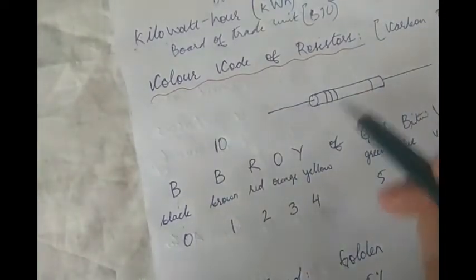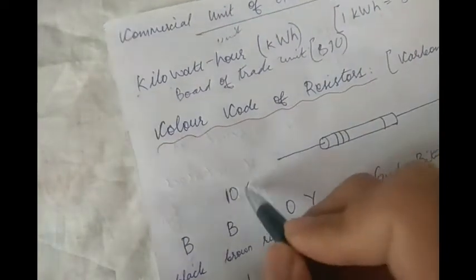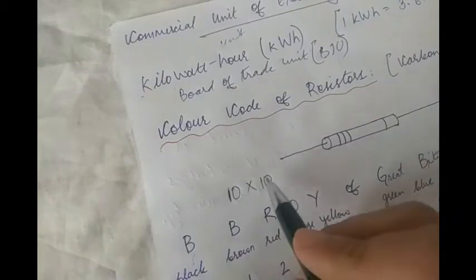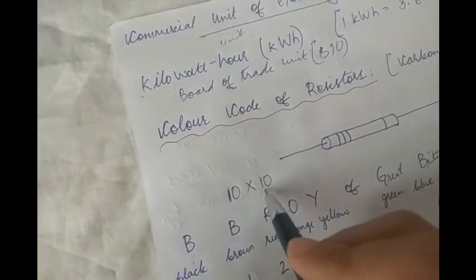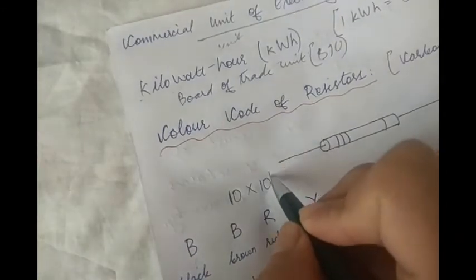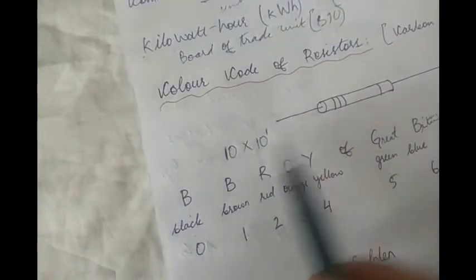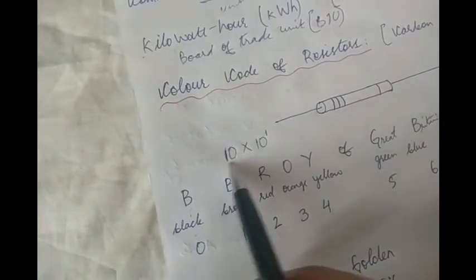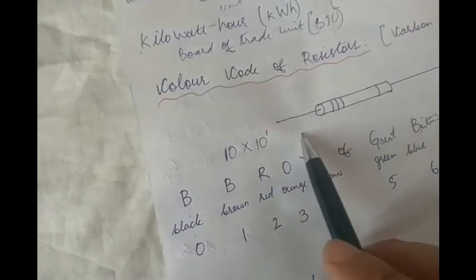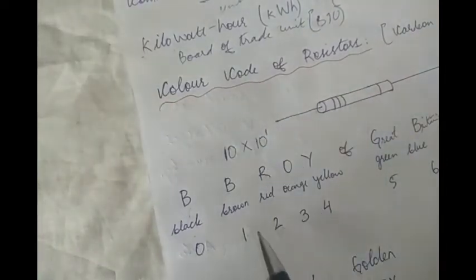Then the third band gives you the power of this 10. Since it is brown, it is 10 to the power 1. Brown has value 1, so it is 10. The first two bands give you this value, the first two digits. Then the third band gives you the value of the power to which this 10 is to be raised.